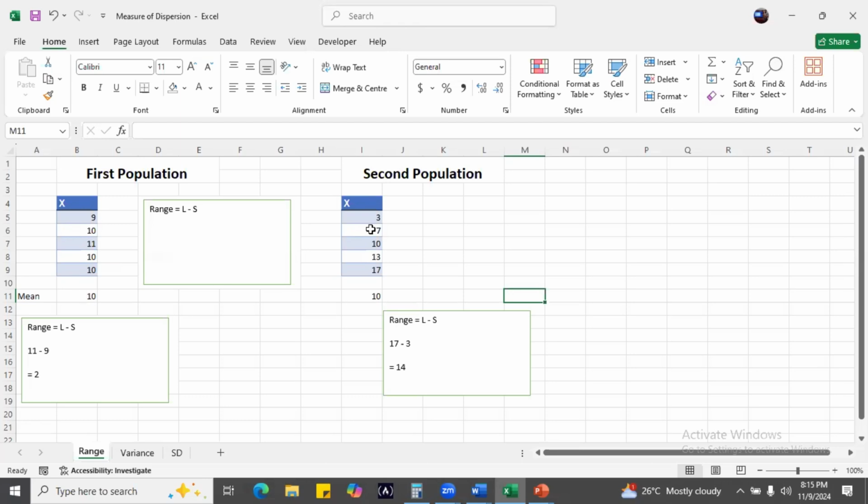But when we come here, we are going to see that we still have a mean of 10, but we have 17 here, right? So there is a wide dispersion with the difference between 17 and 10. We have 3, which is the smallest number. There is a wide difference between 3 and 10. So we can see that the dispersion in this second population is definitely larger. Okay? So this is just the first measure of dispersion, range.